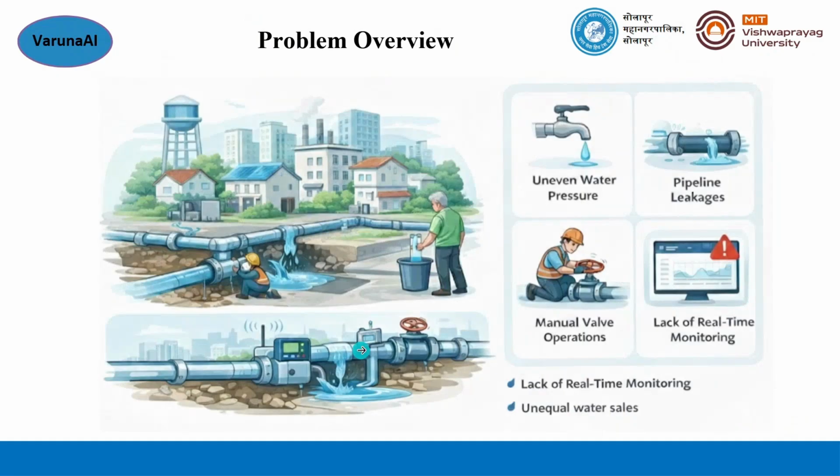Unequal water distribution is a critical challenge in rapidly growing cities. Solapur Municipal Corporation supplies drinking water to more than 10 lakh citizens across multiple zones. Despite having the infrastructure development, the city still faces major challenges. Many areas, especially the elevated and the tail-end regions, experience low pressure, which leads to dissatisfaction among the citizens. At the same time, the aging pipelines, leakages and manual valve operations cause significant water loss.